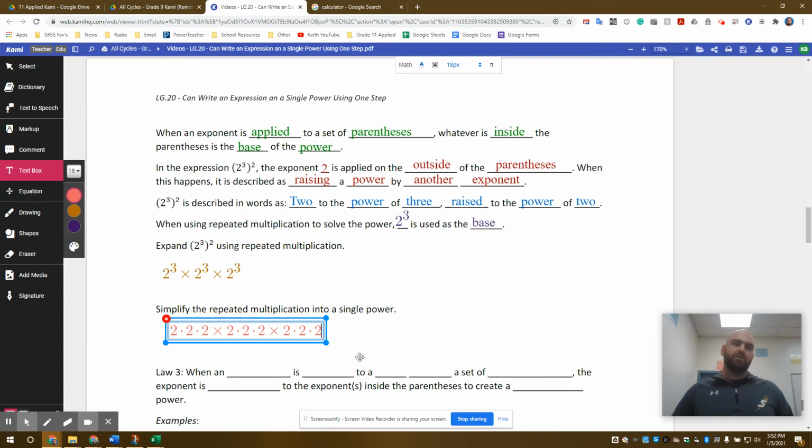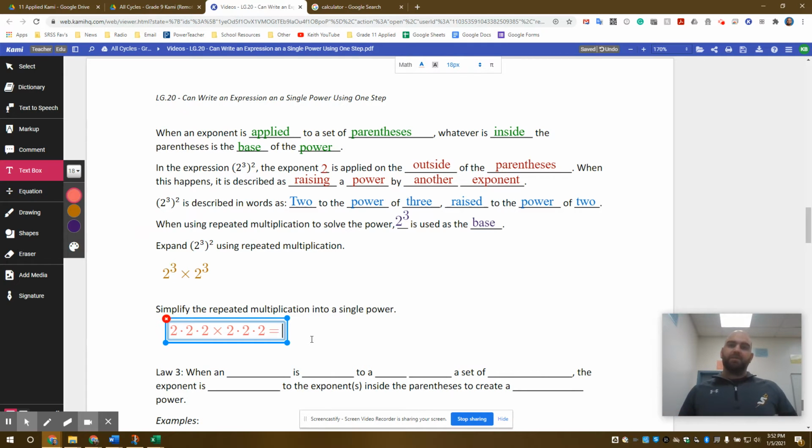That's a lot of 2's. Sorry, I didn't want too many here. There's only 2 of them. It's 2 cubed times 2 cubed. So it's exactly like this. That makes a little more sense.